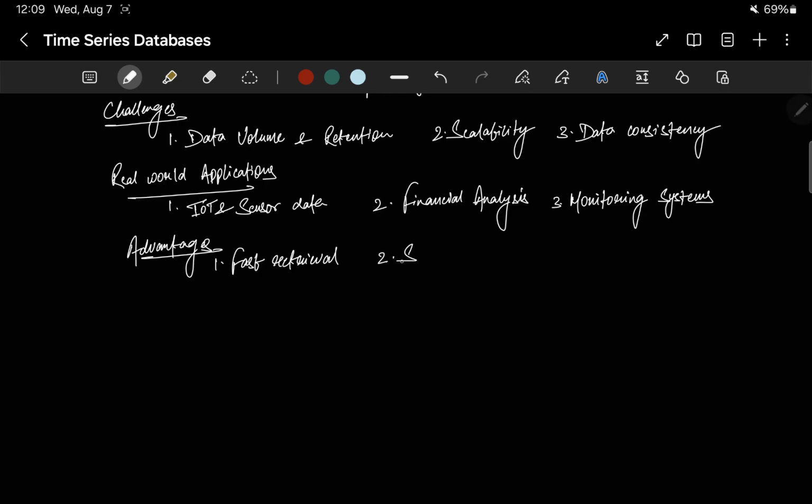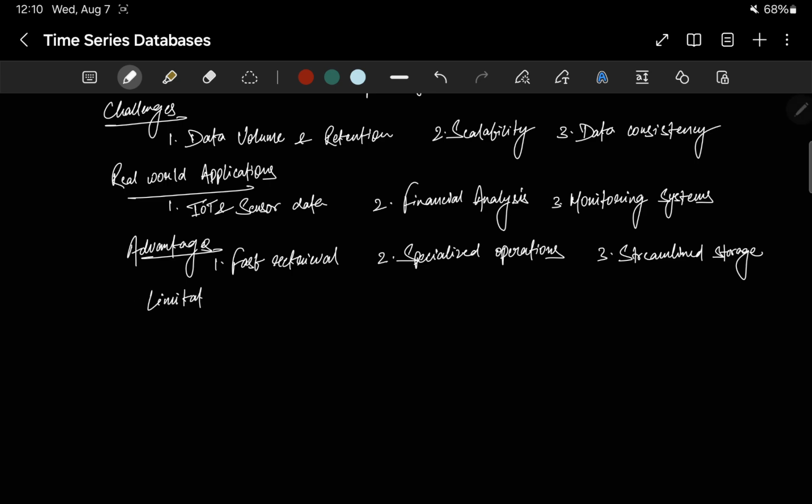Next, specialized operations. Tailored for time-based operations, offering efficient querying capabilities for temporal data analysis. And streamlined storage. Optimized storage mechanisms for chronological data, enhancing overall database performance by prioritizing the temporal aspect of the data.